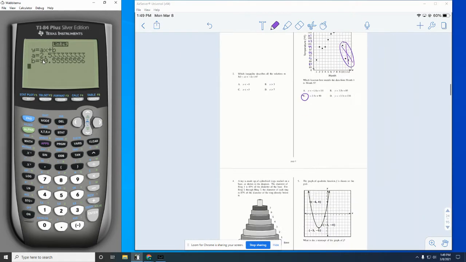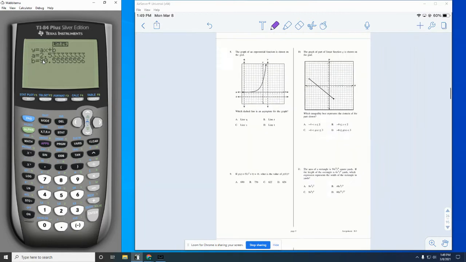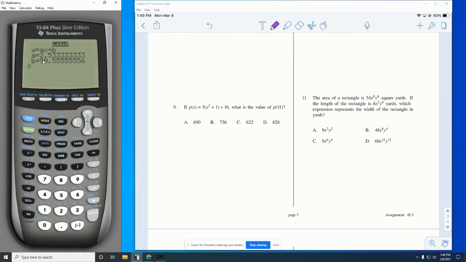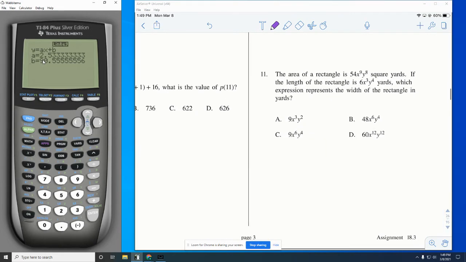Next, we're going to look at problem 11. So I'm going to scroll a couple pages. So for number 11, the area of a rectangle is 54x^9y^8 square yards. If the length is 6x^3y^4 yards, which expression represents the width?